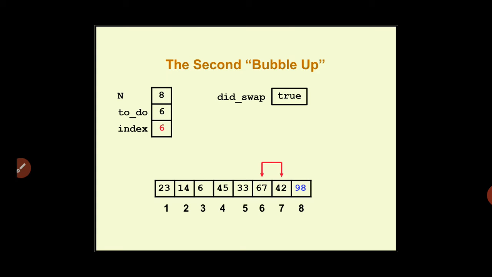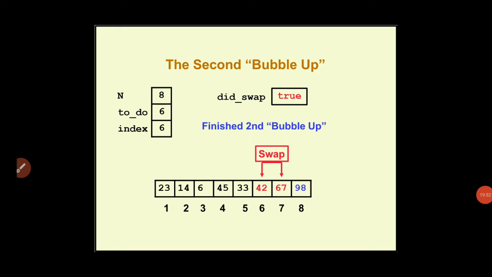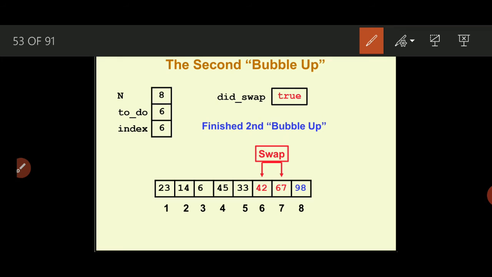Then the next index is the sixth position, and we compare with the right adjacent value. 67 and 42, 42 is less than 67, so swap the values with each other. Then the second pass is complete now. The second pass is complete here, that means 98 and next 67, both positions are occupied. That means this position is filled, both positions are filled.